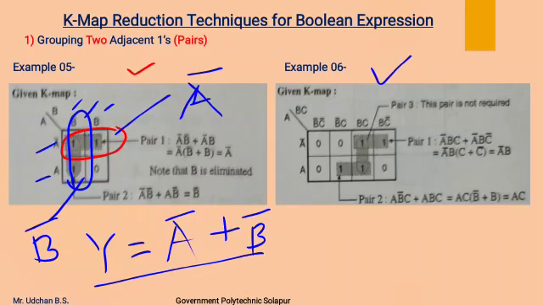If we observe in this example, there are 4 ones, which will make two groups. This is the one group and this is the second group. Now we are not going to form a pair like this.